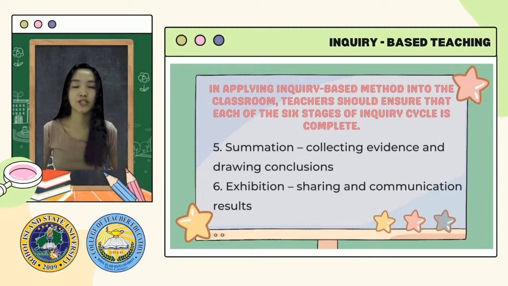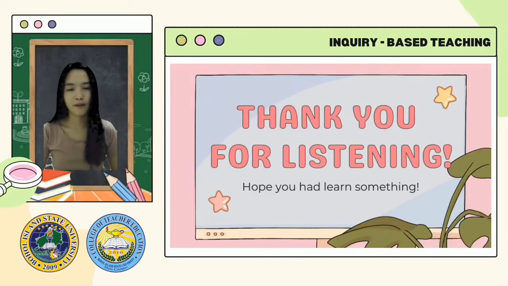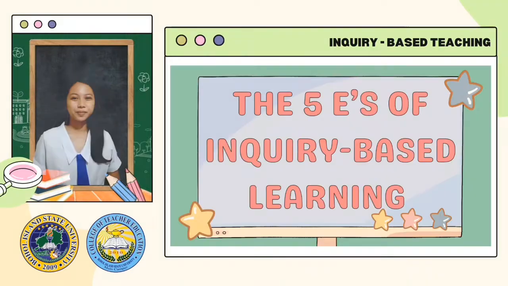So the fifth stage is the summation, collecting evidence, and drawing conclusions. In this stage, the teacher sees the evidence from the implementation and also draws a conclusion. And the last stage is the exhibition, sharing and communicating results. In this stage, the teacher shares the conclusions. So, that's all for my topic. And let's proceed to the next reporter.